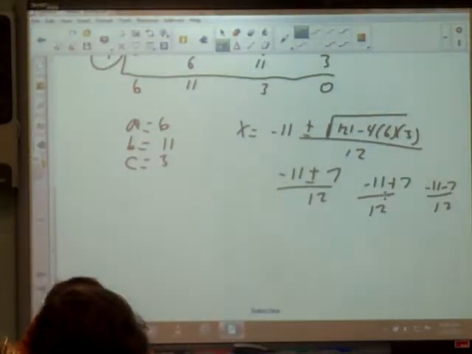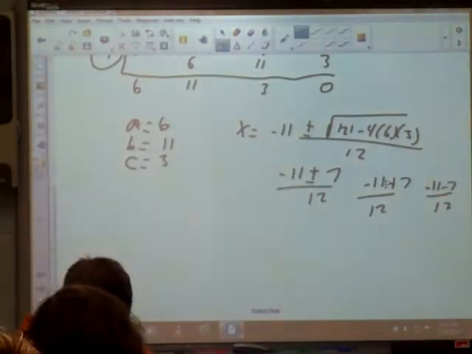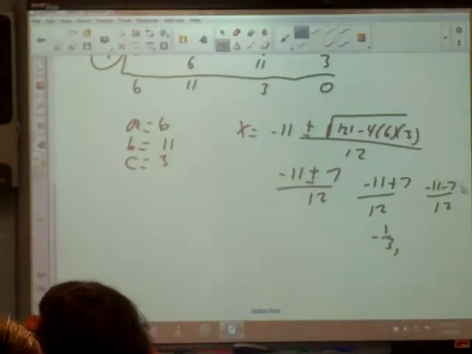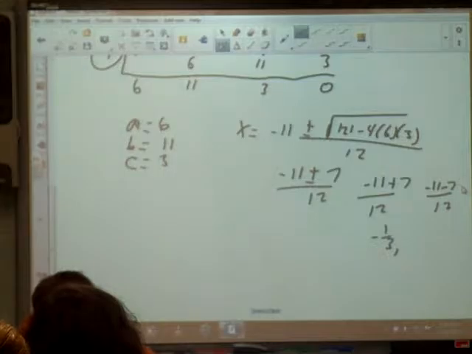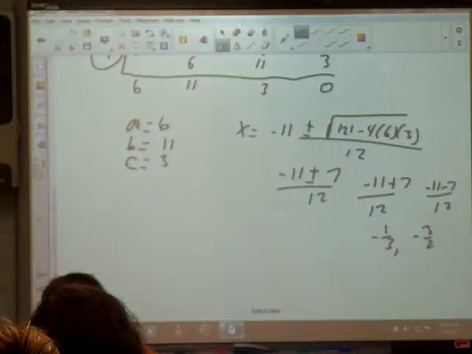Negative 11 plus 7, 8, 9, 10, 11. Is that 4? So that would be negative 4 over 12, which is negative 1/3. Negative 11 minus 7 is negative 18. Take 6 out, negative 3 halves. Yep, that's about right. Is that not what you got? Is that right, Austin? That's what I got. Negative 3 halves.